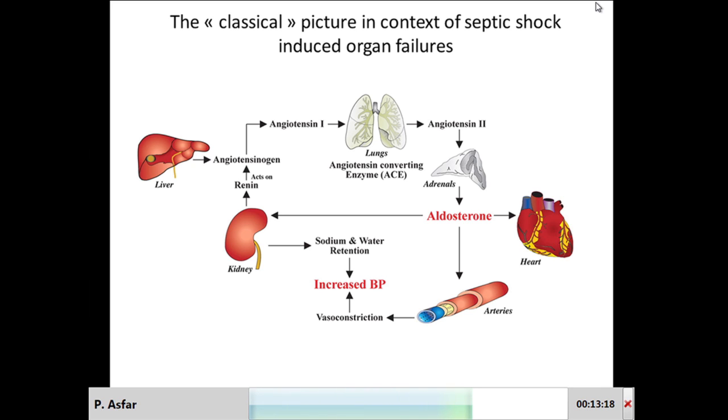So the classical picture is, you know it, and the question is what could happen when we have a lung injury, for instance: angiotensin I could be cleaved into angiotensin II and exert its peripheral effect. The same question for kidney injury: what happens with renin release, and with the liver, with the production of angiotensinogen. So I will focus on lung and kidney and not speak about the liver production of angiotensinogen.